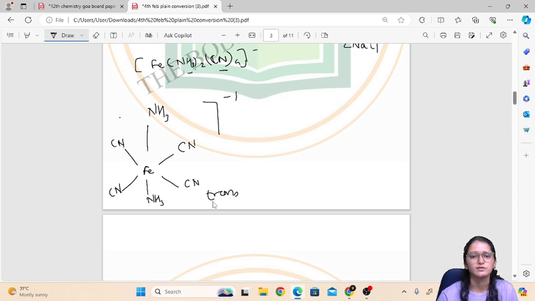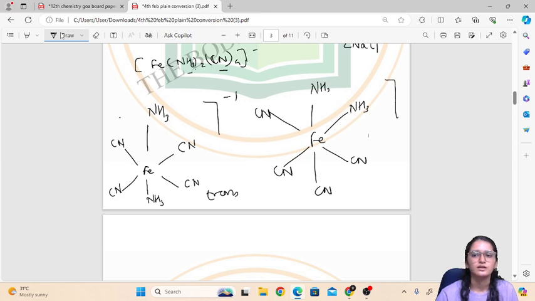So this is a trans compound. Then when you keep them adjacent, like if you have NH3 this way and one NH3 like this, then the rest are all CN. So CN we have to place on all the remaining places: CN, CN, CN, and here also CN, and here the minus charge. So this is called a cis arrangement. These are the simple geometrical isomers of this particular compound.